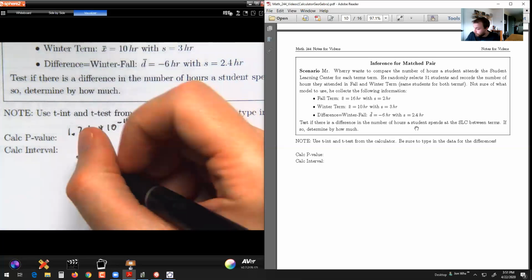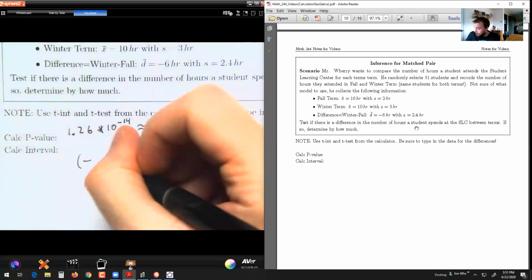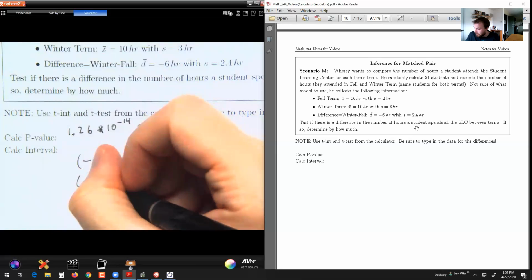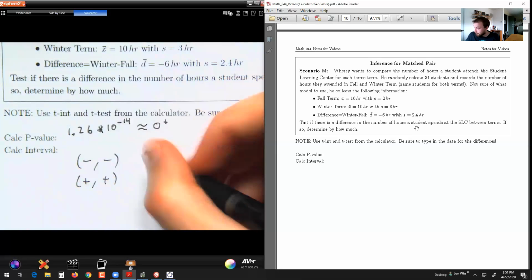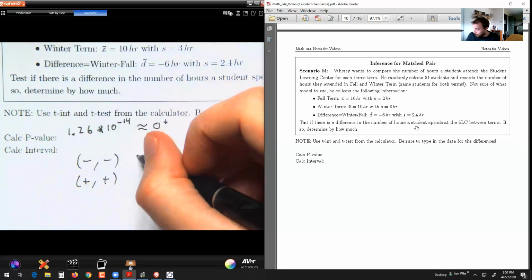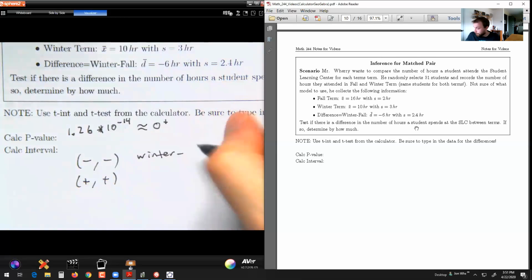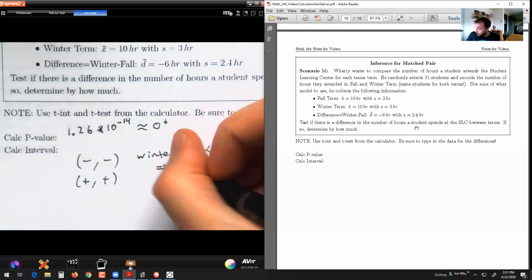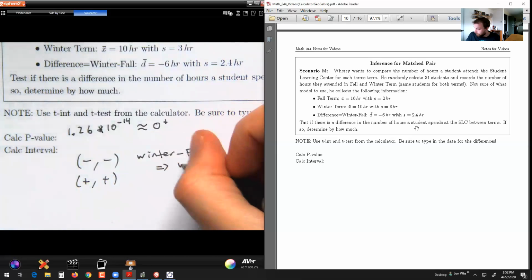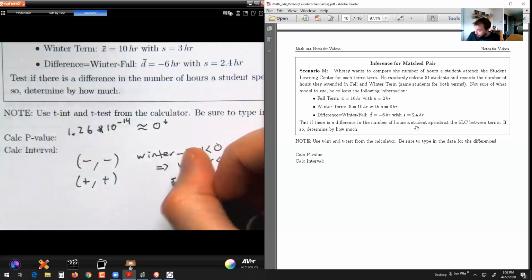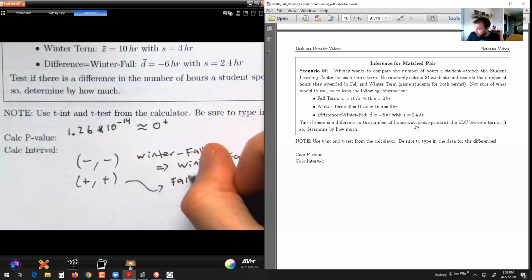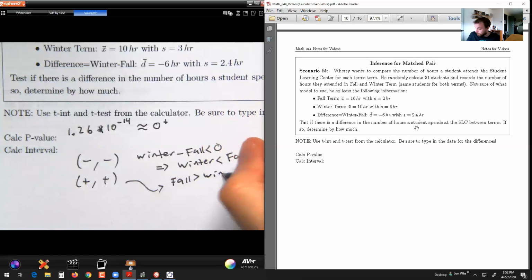When I create my confidence interval, reminder, I'm looking at the signs. So if I have negative, negative, I have done winter minus fall. So if winter minus fall is negative, this would tell me that the winter group is smaller than the fall group. If it's positive, that's the opposite. This is going to tell you the fall group is bigger than the winter group.